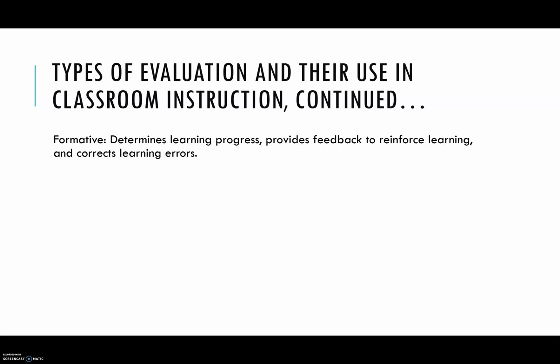The next term is formative. Formative evaluation determines the learning progress, provides feedback to reinforce learning, and corrects learning errors. Then we have diagnostic evaluation. Diagnostic evaluation determines causes, such as intellectual, physical, emotional, or environmental, of persistent learning difficulties. Then our final type of evaluation is summative. Summative evaluation determines end-of-course achievement for assigning grades or certifying the mastery of objectives.